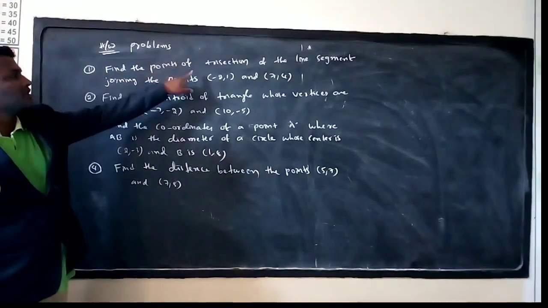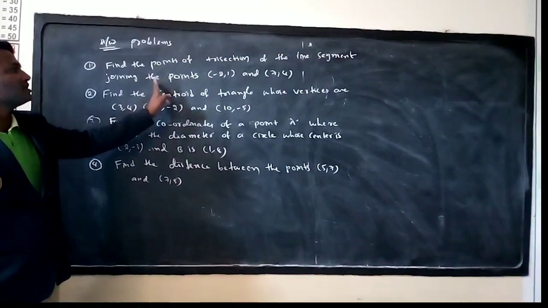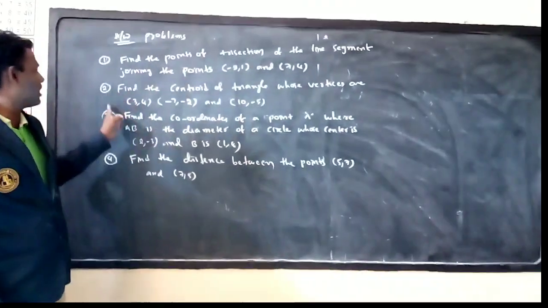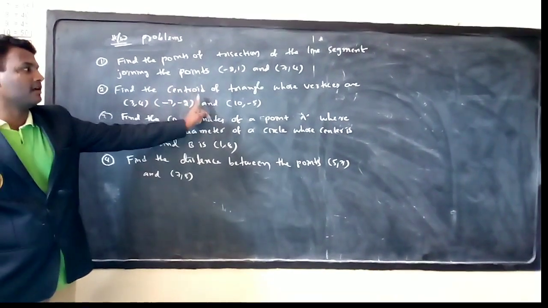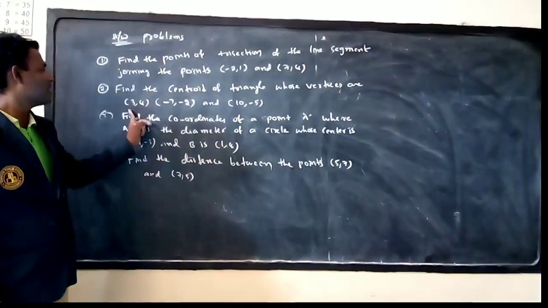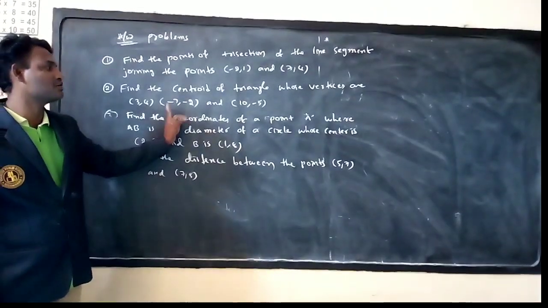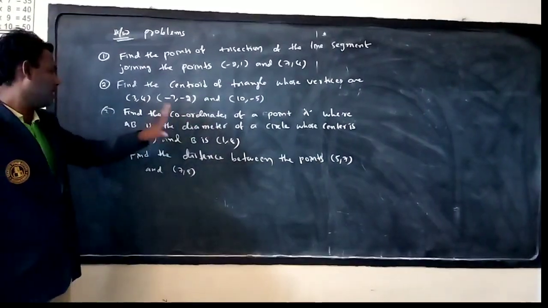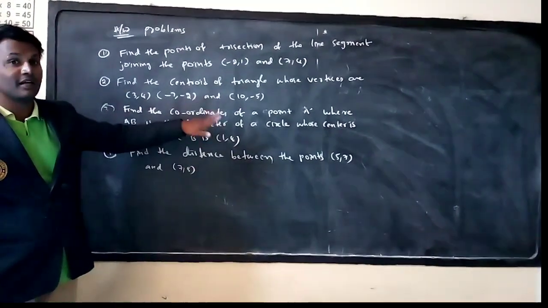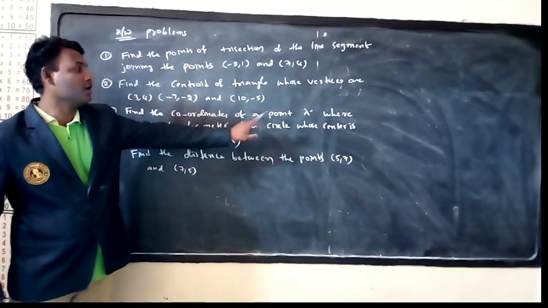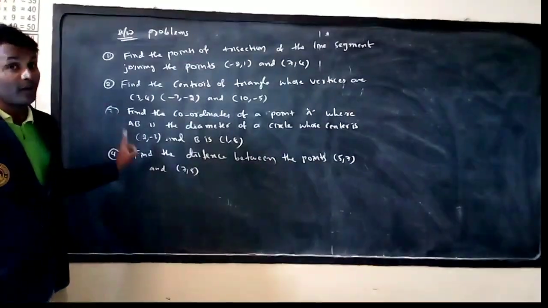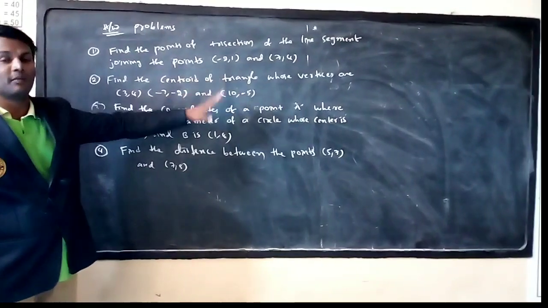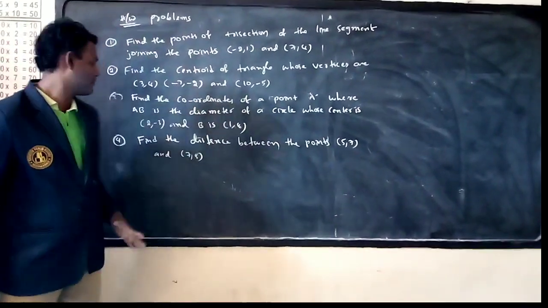Find the points of trisection of the line segment joining the points (-2, 1) and (7, 4). Already we discussed this one. Second one, find the centroid of a triangle whose vertices are (3, 4), (-7, -2) and (10, -5). Find the coordinates of point A, where AB is the diameter of a circle whose center is given as (2, -3). B is (1, 4). You have to find the other end, that means the coordinates of A.